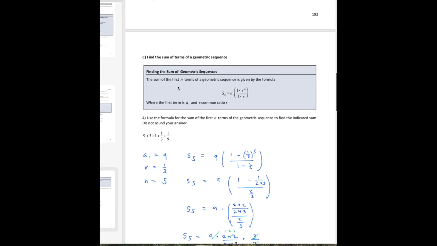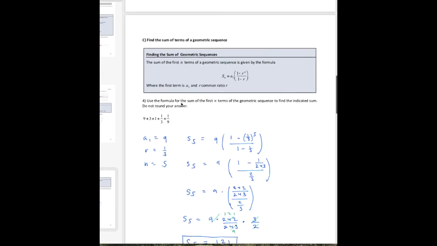So for the geometric one down here, use the formula for the sum of the first n terms of a geometric sequence to find the indicated sum. Do not round your answer. Okay, so it looks like our first term is 1. Our ratio, 3 over 9 would be 1/3, or 1 over 3, also 1/3. And we've got 1, 2, 3, 4, 5 terms. Looking at this formula, that is absolutely everything I need.